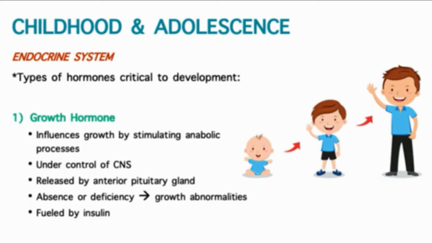The first of those being growth hormone, which makes sense in terms of development. This growth hormone is going to influence growth by stimulating anabolic processes. Remember, anabolic means that we're building things. It's under the control of the central nervous system and is released by the anterior pituitary gland, which resides in the brain. Absence or deficiency of growth hormone can lead to growth abnormalities. Again, these abnormalities will be more noticeable in more critical periods of growth. And growth hormone is also fueled by insulin, which is another hormone produced by the digestive system, specifically by the pancreas. And that is triggered when we eat sugar or glucose.